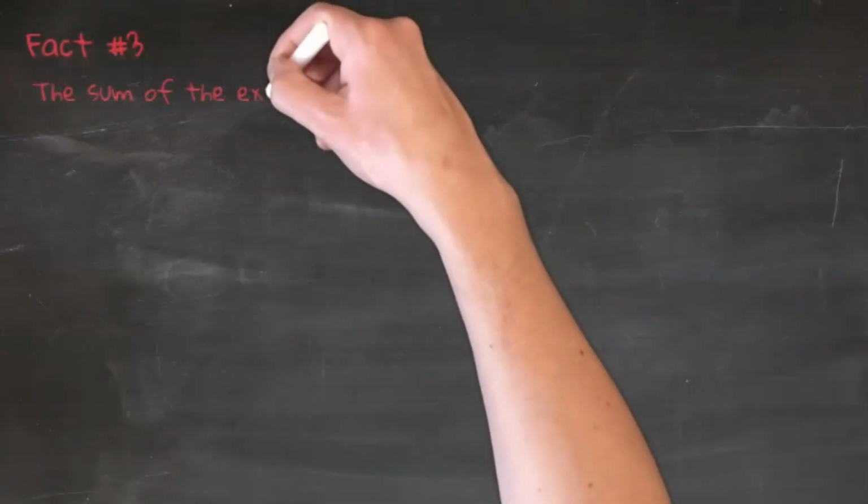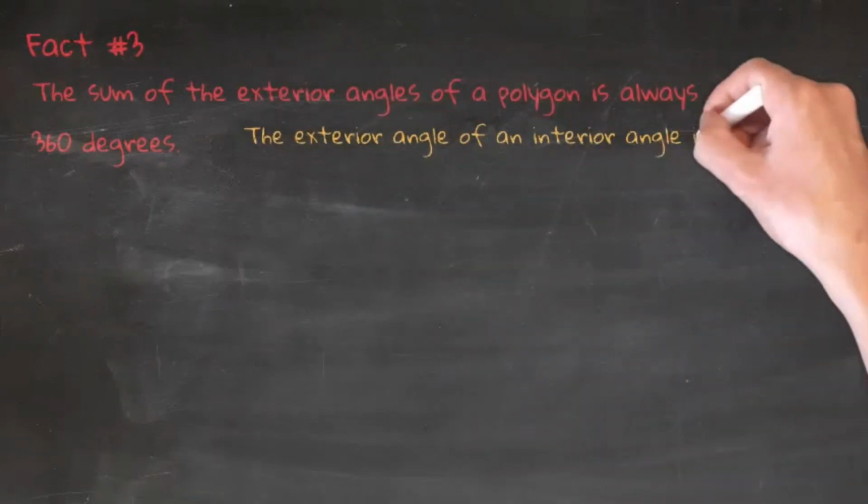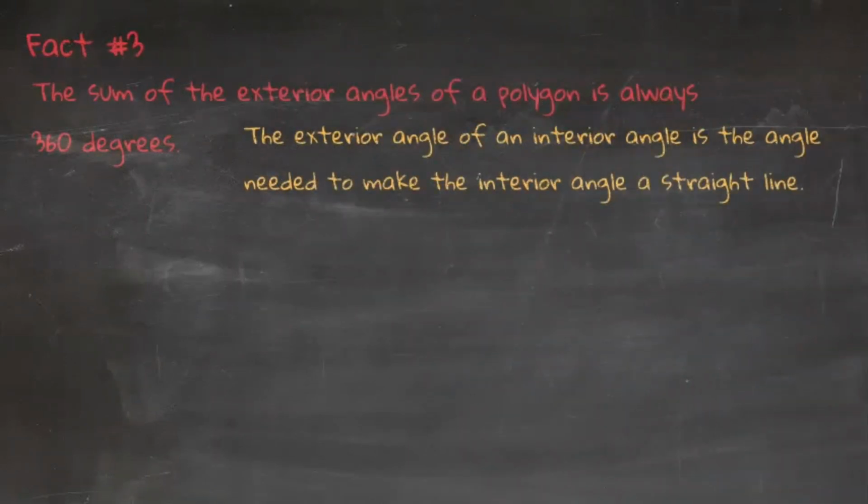Fact number 3. The sum of the exterior angles of a polygon is always 360 degrees. I didn't mention this in the previous video, but the exterior angle of an interior angle is the angle needed to make the interior angle a straight line. For example, the exterior angle of a 120 degree angle would be a 60 degree angle.